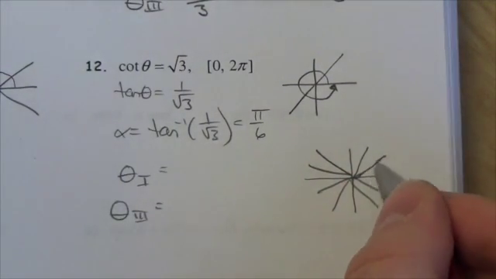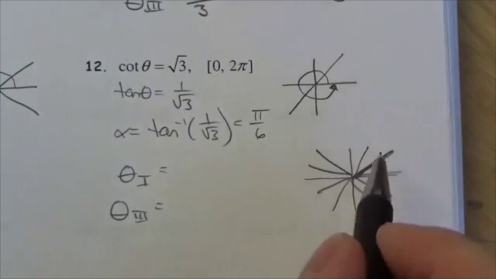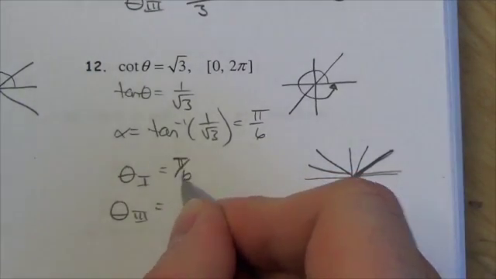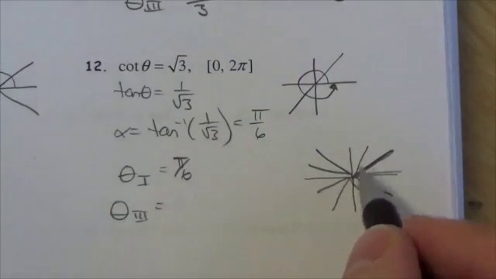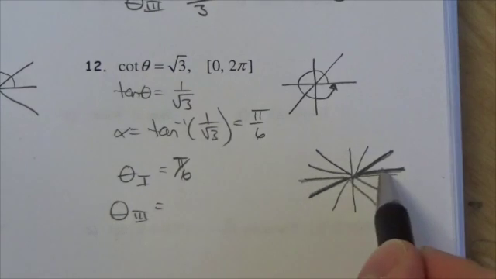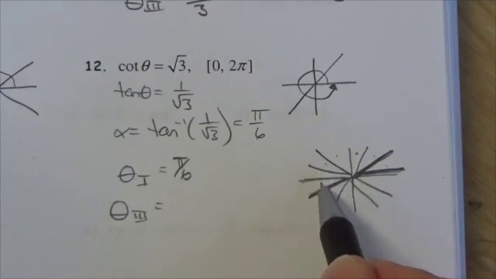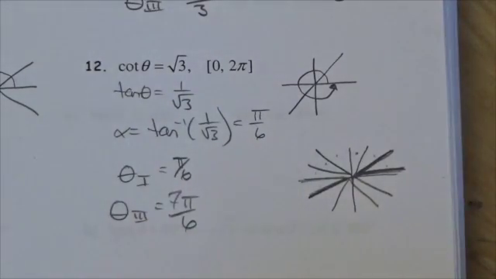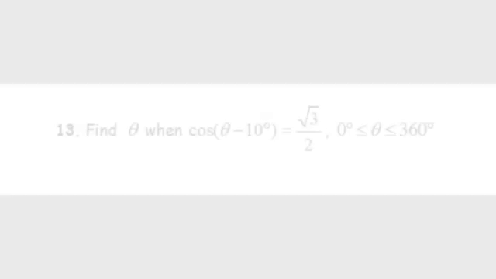Now remember, it's always the terminal arm closest to the x-axis. So in the first quadrant, that is the reference angle, so pi over 6. To get to the third quadrant, remember it's the one closest to the x-axis, and so to get from here out to there, that's 1, 2, 3, 4, 5, 6, 7. 7 pi over 6. And so here are the two answers that I'm looking for in that given domain.